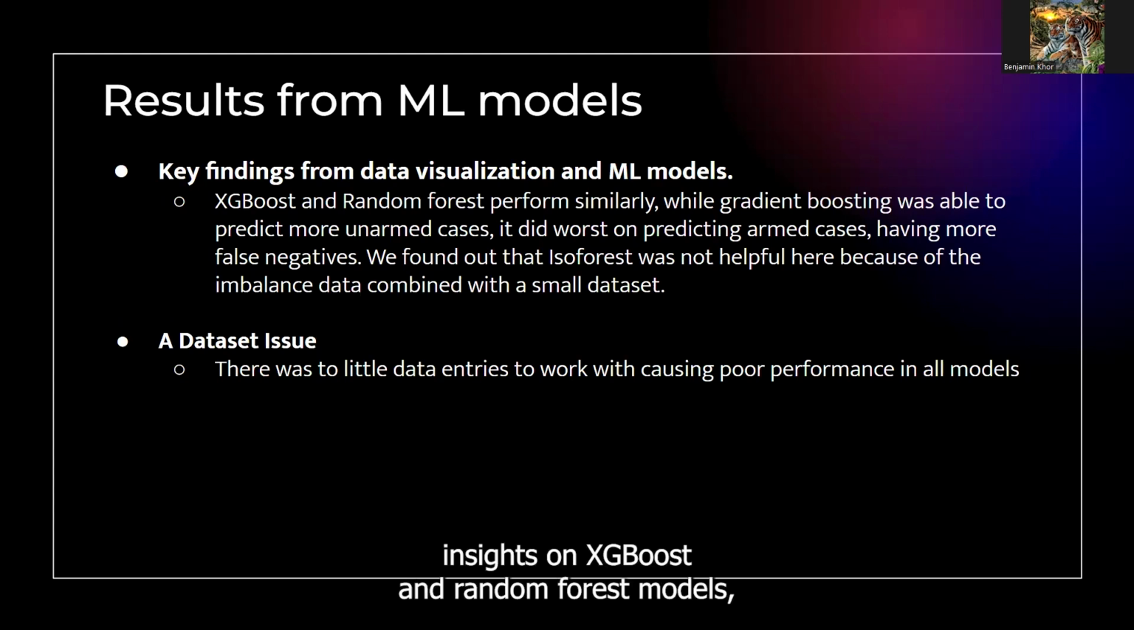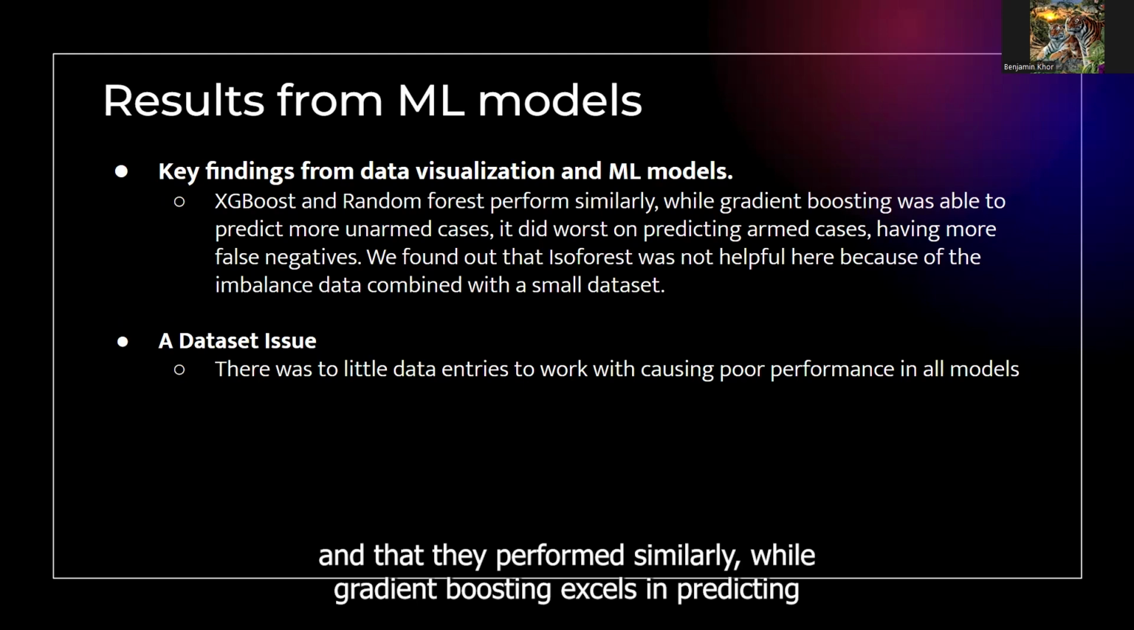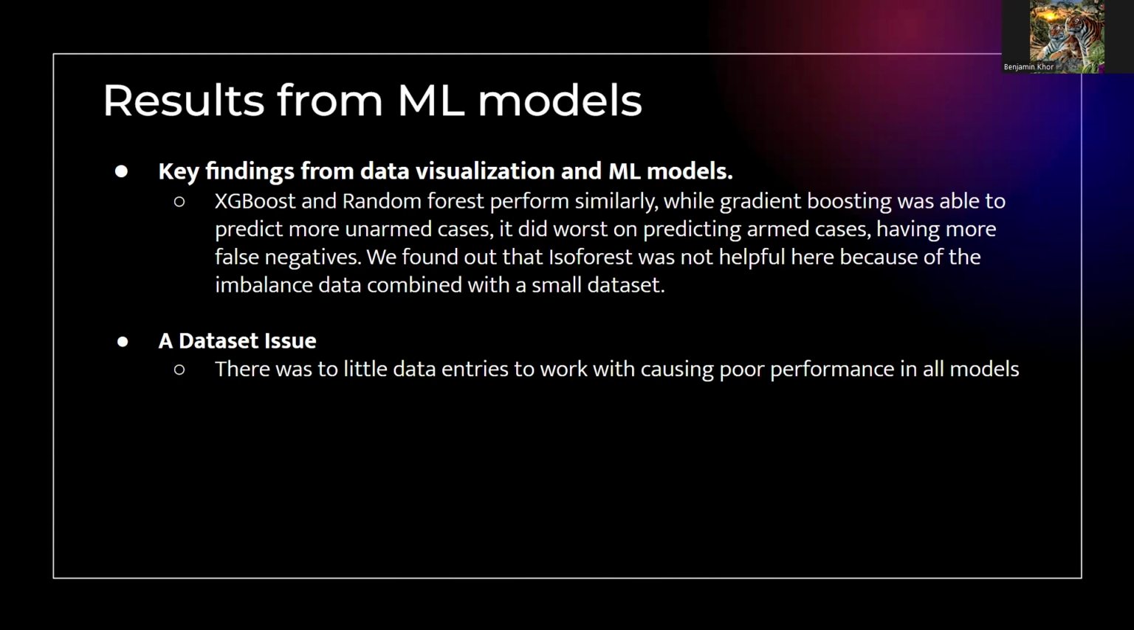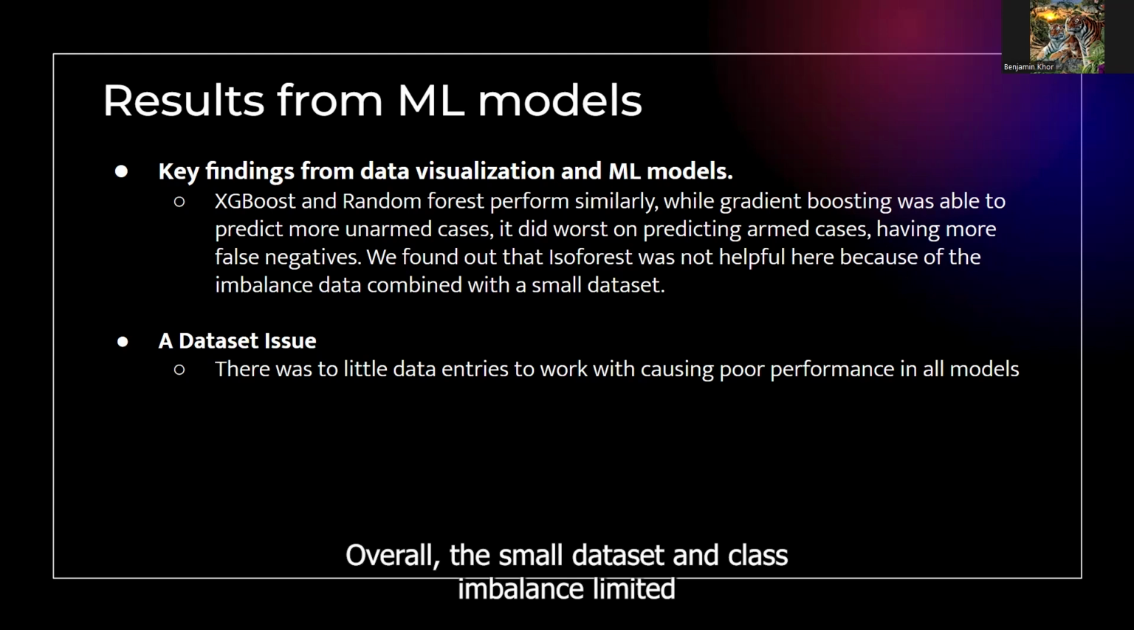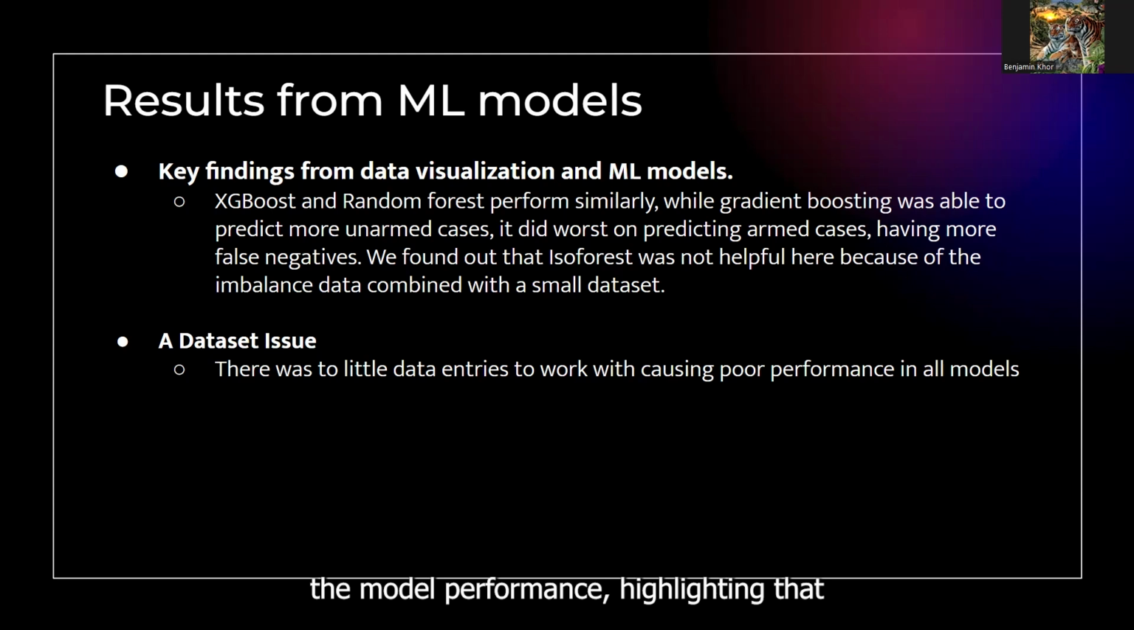So our results revealed key insights: XGBoost and random forest models performed similarly, while gradient boosting excelled in predicting unarmed cases but struggled with armed cases, resulting in more false negatives. Isolation forest was the least effective, missing about 87% of unarmed cases. Overall, the small dataset and class imbalance limited the model performance, highlighting that there's a need for more data to achieve meaningful predictions.